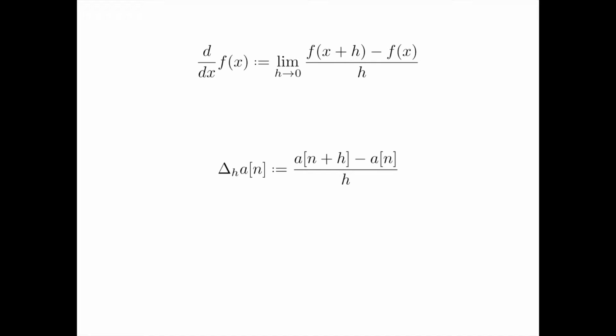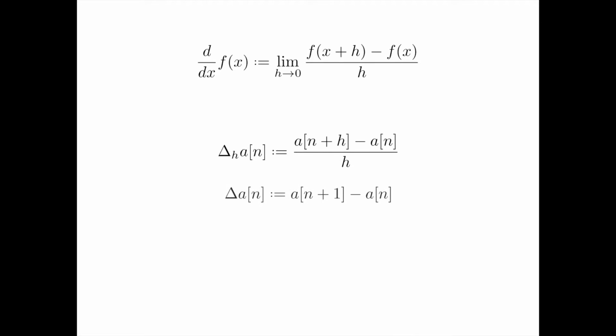Now we have an operator which we will call the forward difference operator. For convenience, we'll let the subscript default to 1, since for now we're going to focus on integer sequences like the one at the beginning of the video. So from now on, delta of a of n is equal to a of n plus 1 minus a of n.